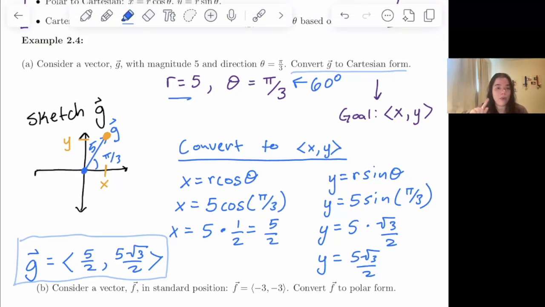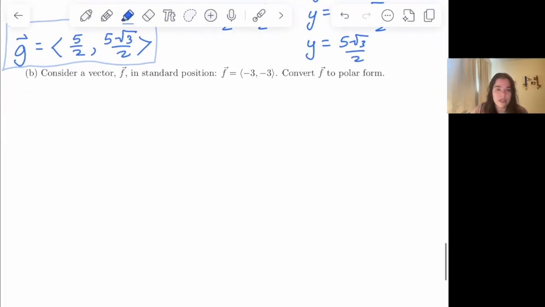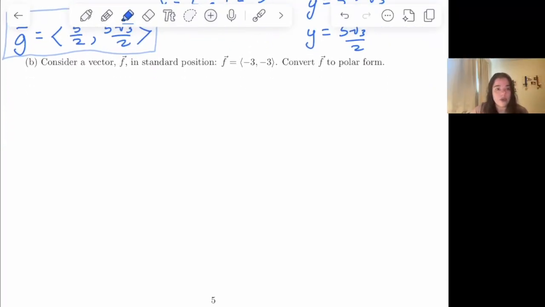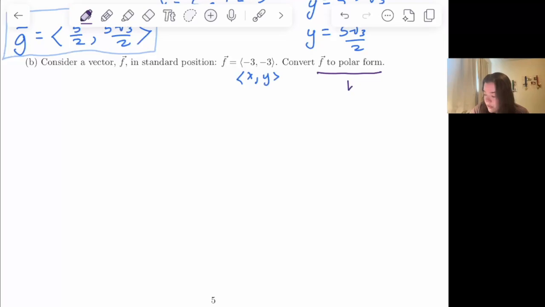Now that we've gone from polar to Cartesian, let's go from Cartesian to polar just to practice the other way. So part B, that's what part B is having us do here. Part B says consider vector f in standard position, and we are given vector f. So the way this is written tells me that that is the x and y. And our goal is to convert to polar form. So our goal here is to find r and theta.